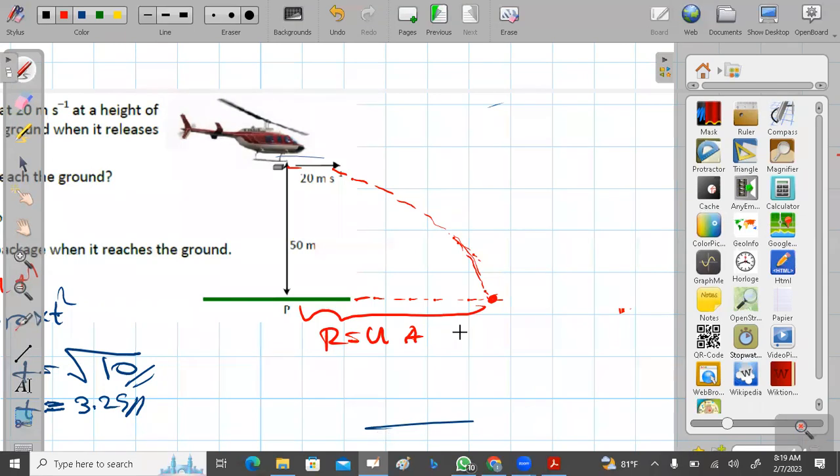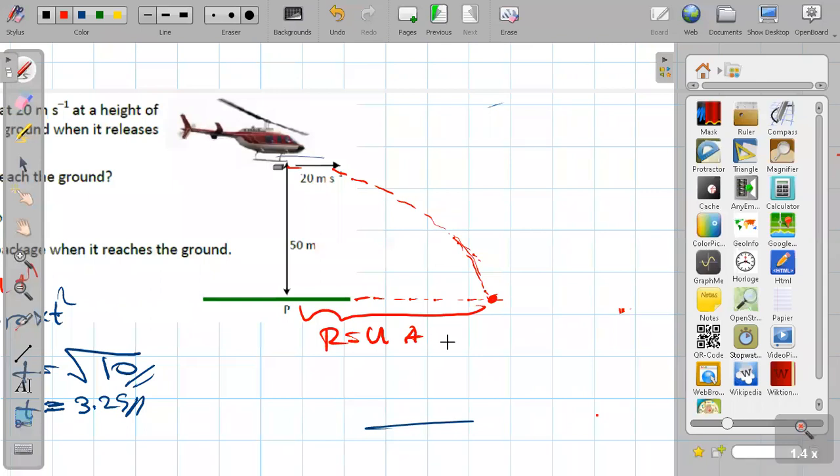Right, okay. U is like some 20 and the time was like 3.2. So it's like some 64 meters. My rough values got there.